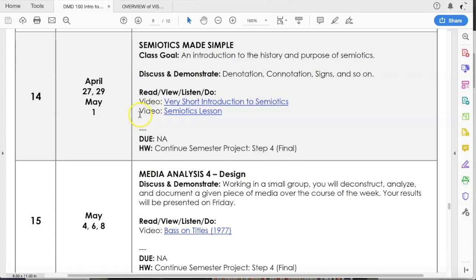Okay, for the rest of the week, of course, keep working on your final version of your title sequence. If you need help, if you get stuck, if you want to show me something, shoot me an email, and I will be happy to help you.